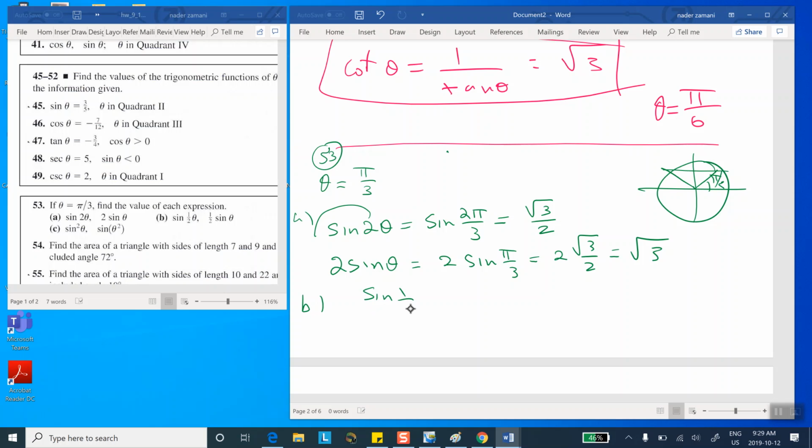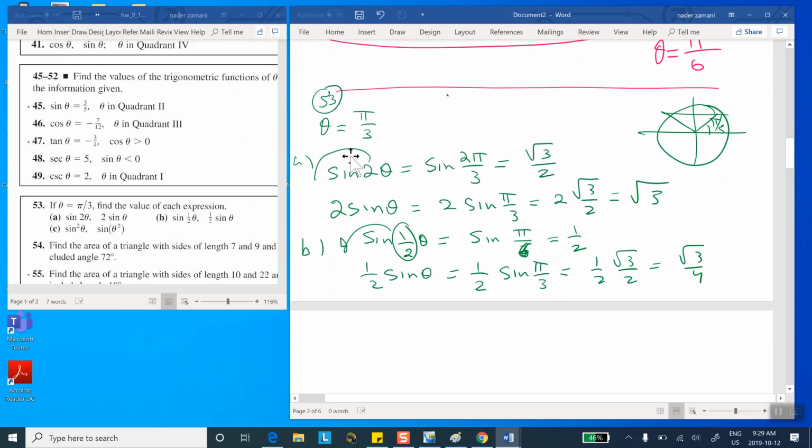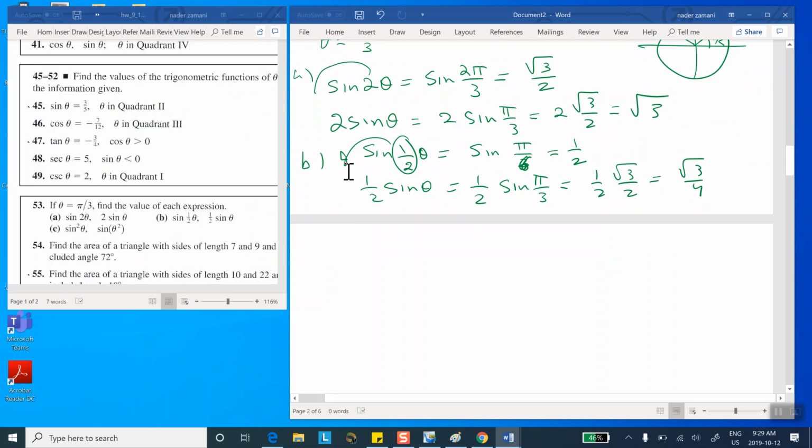Sine of 1/2 of theta means sine of 1/2 of pi over 3, which is pi over 6, and this is 1/2. And 1/2 of sine of theta is 1/2 of sine of pi over 3, which is 1/2 of root 3 over 2, or root 3 over 4. Once again, the whole purpose of this exercise is that you can't bring the 1/2 out. This is not a linear function, so you can't do that.